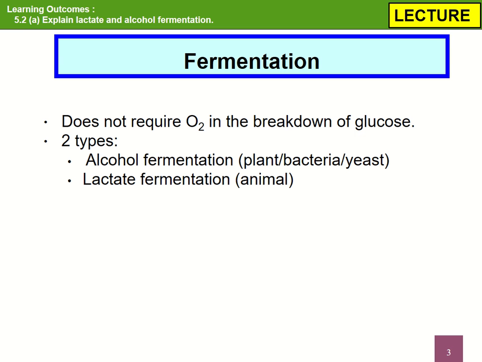What is fermentation? It is a process that does not require oxygen in the breakdown of glucose. There are two types of fermentation. The first one is alcohol fermentation and the second one is lactate fermentation. Alcohol fermentation involves plant, bacteria, and yeast, while lactate fermentation occurs in animal.